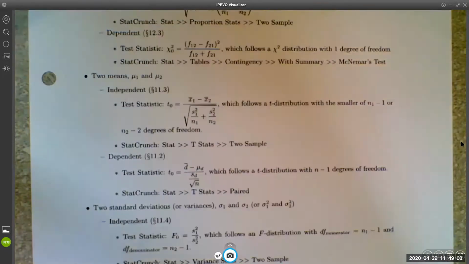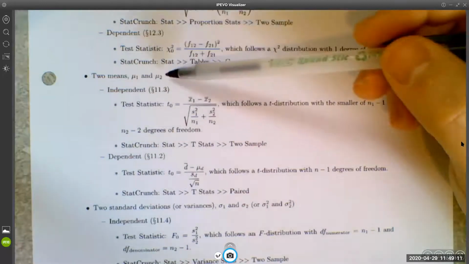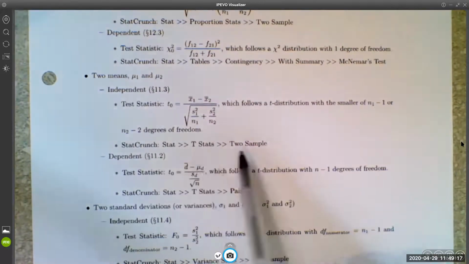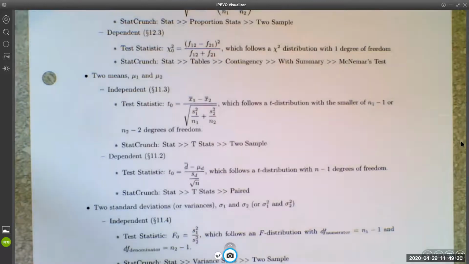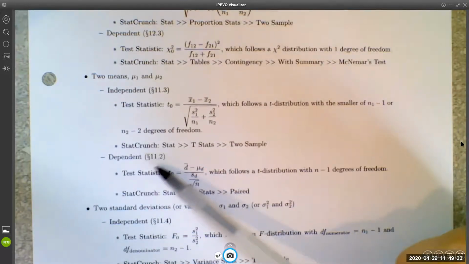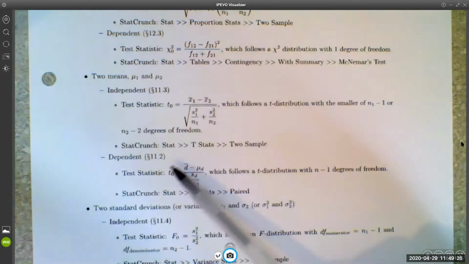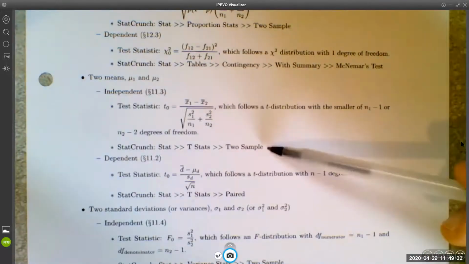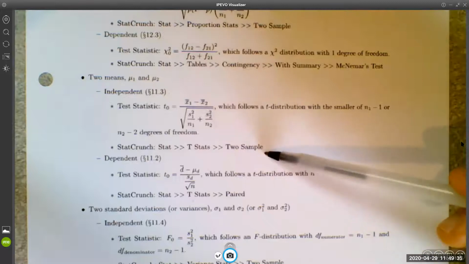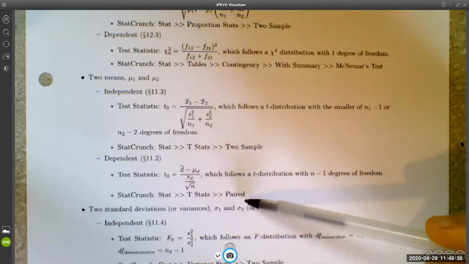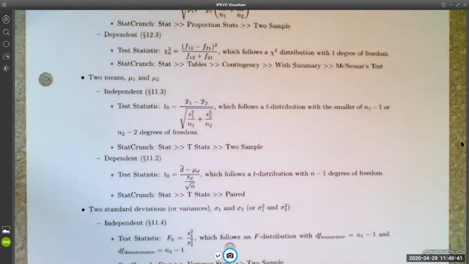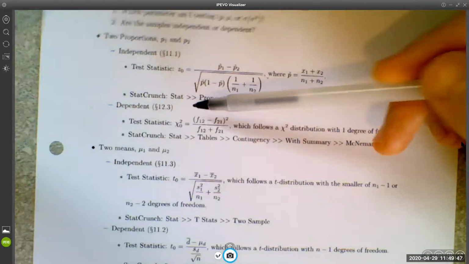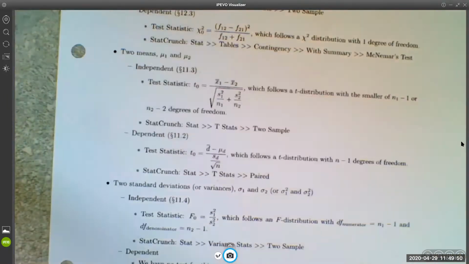If you're testing 2 means and the samples are independent, we covered that in 11.3. Here's the test statistic. In StatCrunch, you go to Stat, T Stats, Two Sample. If you're testing 2 means and the samples are dependent, we covered that in 11.2. This is the test statistic you would compute, and we go to Stat, T Stats, Paired. Notice how similar these StatCrunch procedures are. You go to 2 sample if the samples are independent. You go to paired if the samples are dependent. So that's 2 tests for proportions, independent versus dependent, and 2 tests for means, independent versus dependent. So that's 4 tests so far.